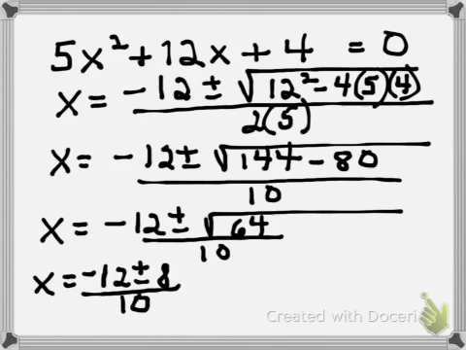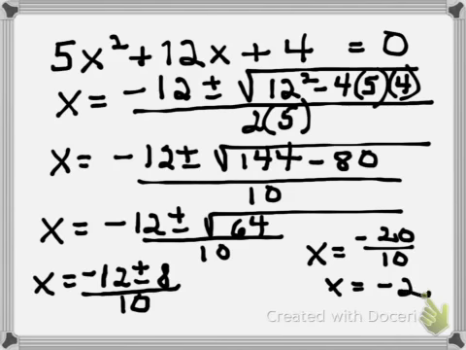So we're getting negative 12 and negative 8 is negative 20 over 10 is negative 2. The other solution is negative 12 plus 8, or negative 4 over 10, or negative 2/5. Questions on that? All right, that finishes section 1.2.